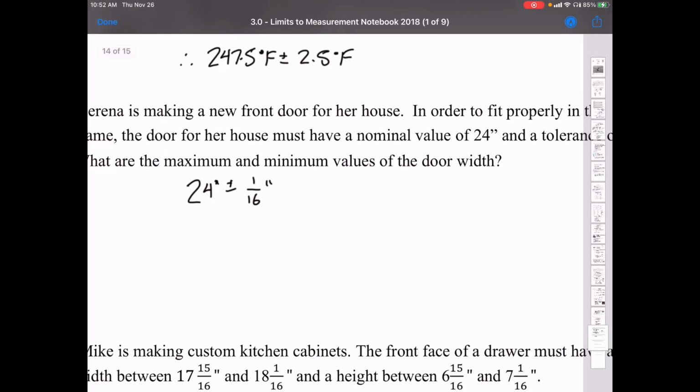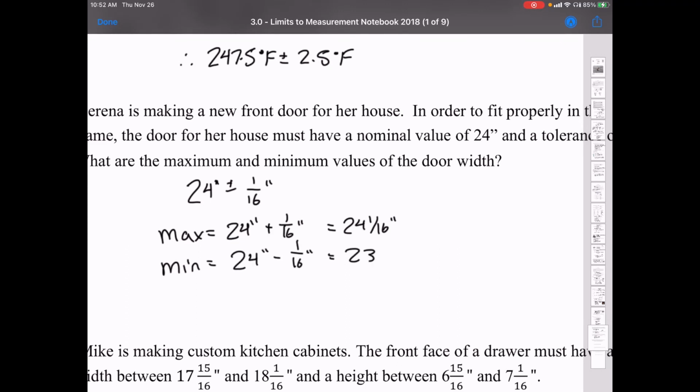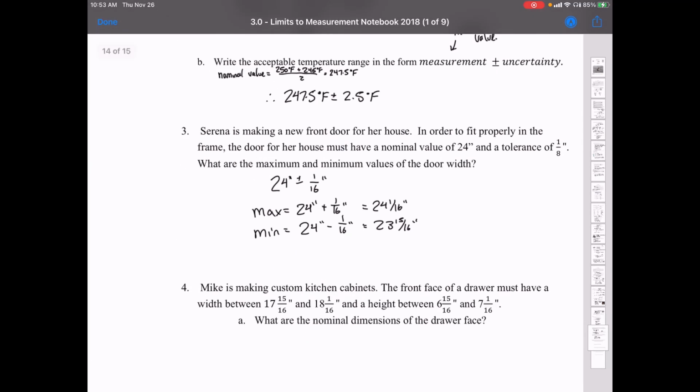And then from that, we can find our max as 24 inches plus 1/16 of an inch, which is 24 and 1/16 of an inch. And our min is 24 minus 1/16 of an inch, which would be 23 and 15/16 of an inch, like so.